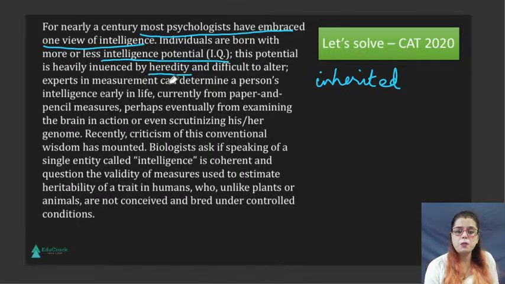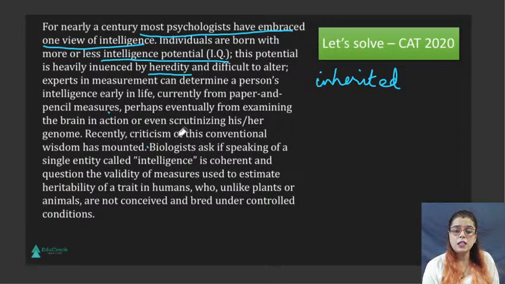Experts in measurement can determine a person's intelligence early in life, currently from paper and pencil measures. So there are methods in place which can determine a person's intelligence, perhaps eventually from examining the brain in action or even scrutinizing her genome, right? Some people even go into genetic study for that. Recently, criticism of this conventional wisdom has mounted. Mounted means it has arisen. Why has a criticism arisen?